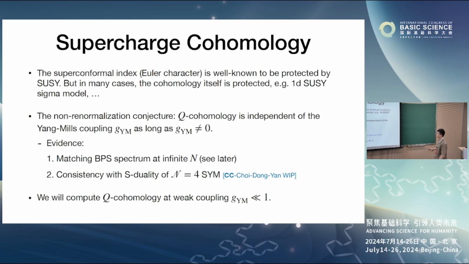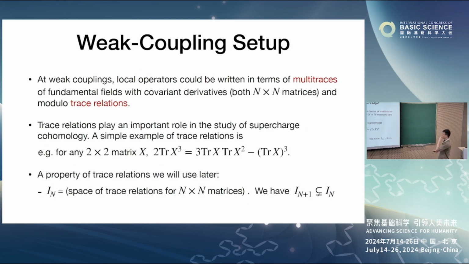Good. Okay. So we will work at weak coupling, and at weak coupling, local operators can be written in terms of multi-traces of fundamental fields with covariant derivatives. Both fundamental fields and covariant derivatives are N by N matrices, but we need to mod out by taking into account the trace relations. These trace relations actually play a very important role in the study of supercharge cohomology. Let me give a very simple example of the trace relations. Consider any 2 by 2 matrix X, and the following relation always holds. This relation is what I call a trace relation.